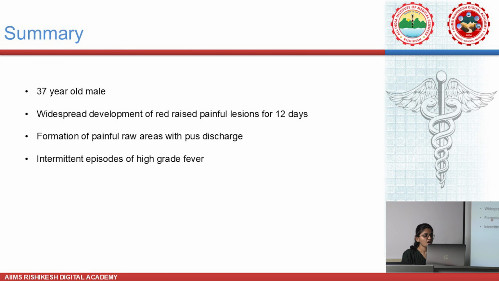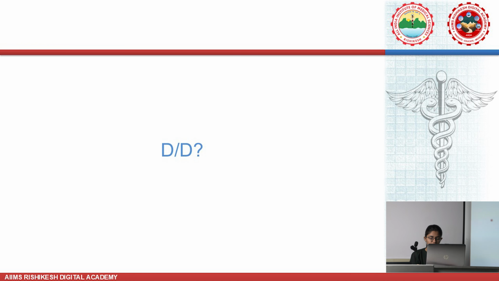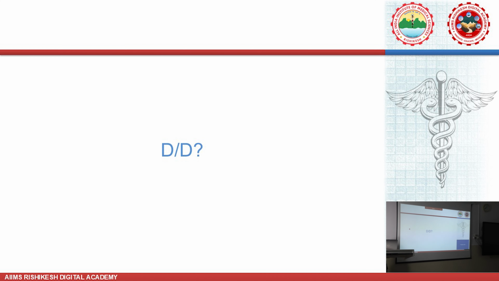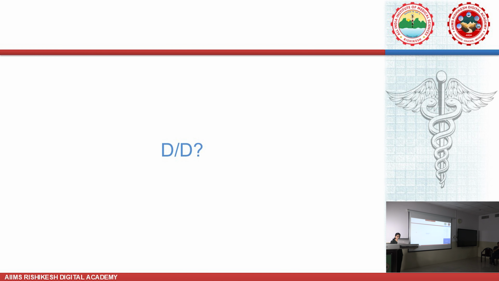To summarize, a 37-year-old male presented with the complaints of widespread development of red, raised, painful lesions along with formation of painful raw areas with pus discharge since last 12 days associated with intermittent episodes of high-grade fever. Okay. So, short history, young male, acute onset symptoms, possibly 2 weeks history of skin lesions followed by development of fever. So, can we have any residents for the differential?